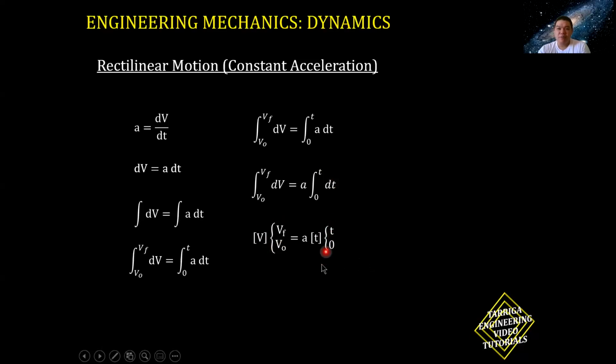Well then, if you will simplify that one, you can have upper limit minus lower limit. It's really just substituting VF and VO. Okay? And A is equal to t minus 0. That's why you can have a formula that is familiar to you. So that would be our first constant acceleration formula. Please take note of that.